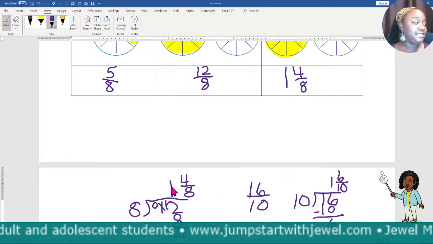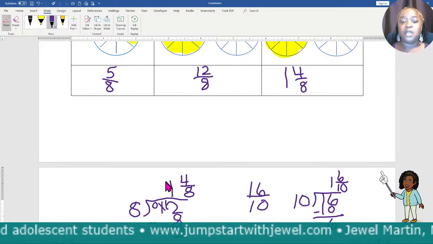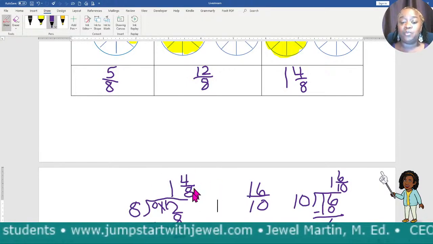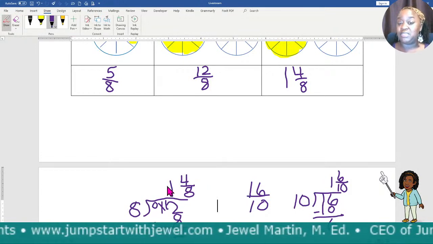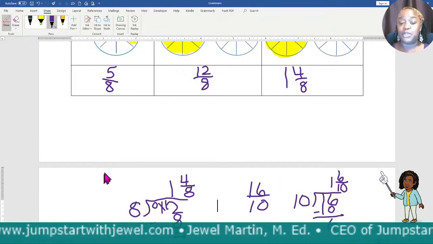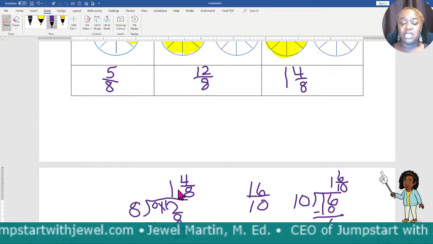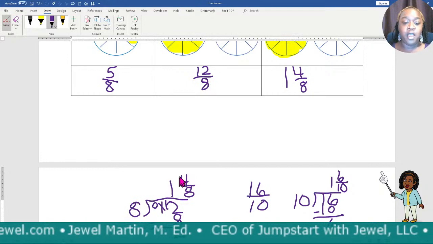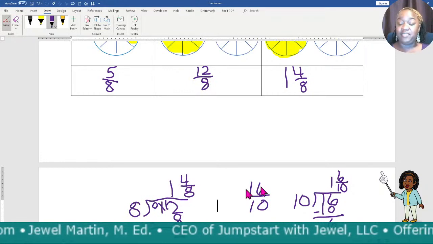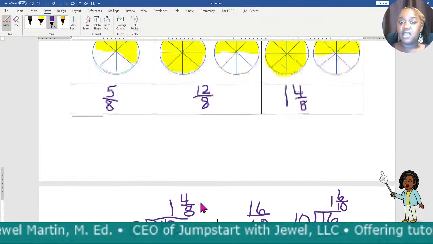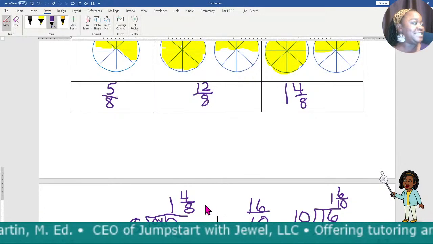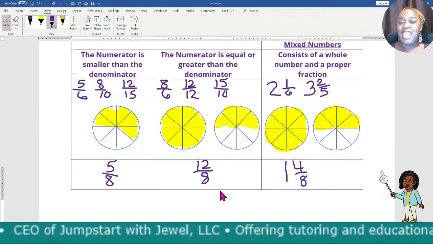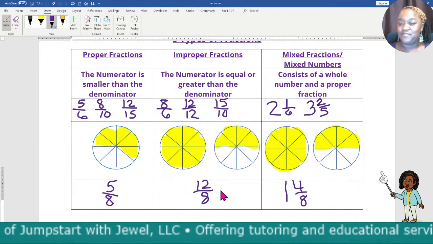Now there are instances, and we're not going to go over it today because we're going to go over reduced fractions another day, where you may have to reduce or simplify your mixed number, your mixed fraction. And in that case, you're only going to simplify the portion of the number that's a fraction and not the whole number. But that concludes the mini lesson for today. The 3 types of fractions: proper, improper, and mixed numbers or mixed fractions.